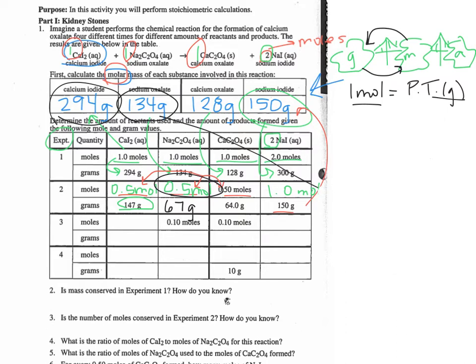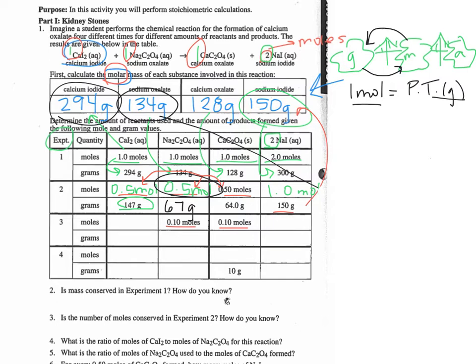So in experiment number 3, we're given even less information. This time we're only given the amount of moles for sodium oxalate and the amount of moles for calcium oxalate. Everything else we have to figure out from those two. And so remember, up above, we figured out the moles of the missing ones by using the mole ratio.